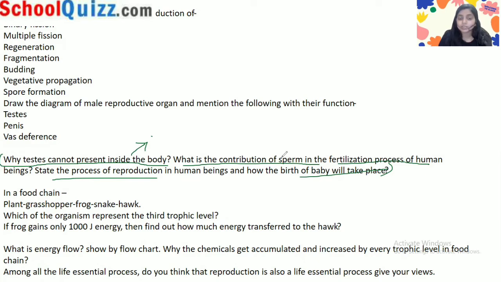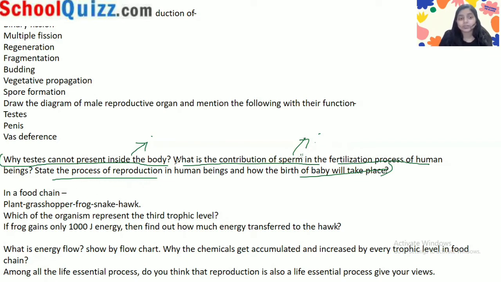What is the contribution of the sperm in the fertilization process of human beings? You have to tell them what the sperm contributes. Because of the sperm, the male germ cell is transferred to the female reproductive part, where it meets the female egg cell and they fuse to form a zygote, right? And from there, the baby formation takes place. This is the first step where the sperm meets the female egg cell and forms a zygote. Without the sperm, fertilization will not take place and the process of forming a baby will not take place either, right?